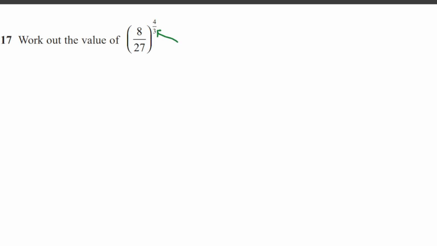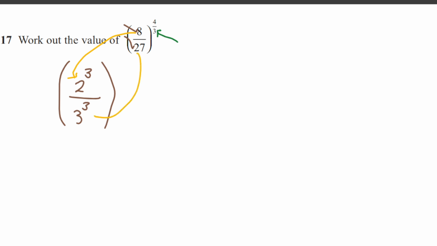So we need to think of what number to the power of 3 is 8 and what number to the power of the denominator 3 is 27. 2 to the power of 3 is 8 and 3 to the power of 3 is 27. We got them. So instead of 8, I wrote 2 to the power of 3. Instead of 27, I wrote 3 to the power of 3. That's the first step.